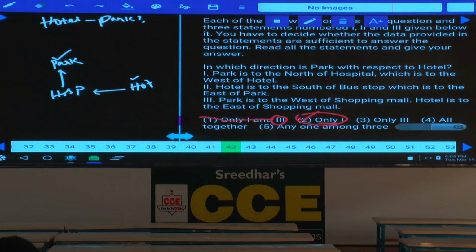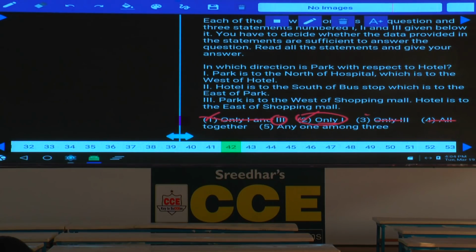Hence, this choice is ruled out. And the same is the case with choice 3. As I am getting the answer with only 1 alone, maybe with only 3 alone you are also getting the answer, but it cannot be your choice. Done with this? Then choice 4, all together. Do we require all the statements? This is also ruled out. Now we are left with either choice 2 or choice 5. Now let us check whether 3 can be your answer or not. With the help of 3, if you are getting the answer, then choice 5, or else choice 2 will be your answer. Done with this?